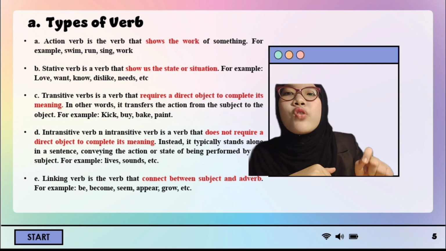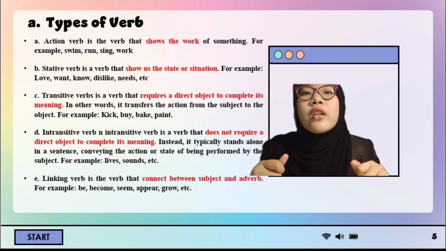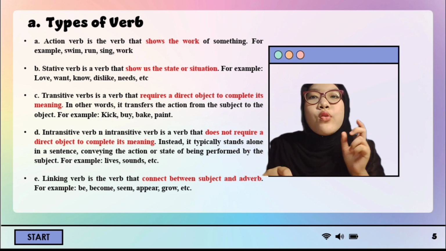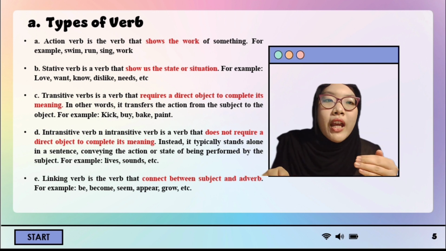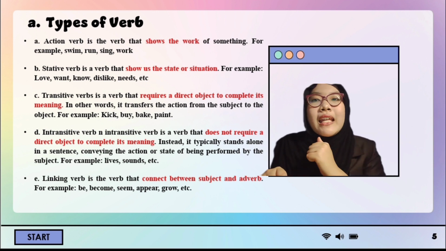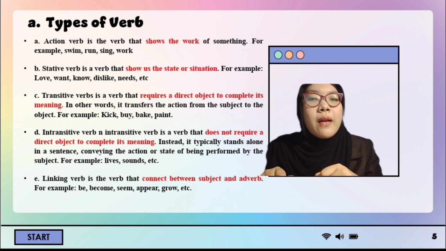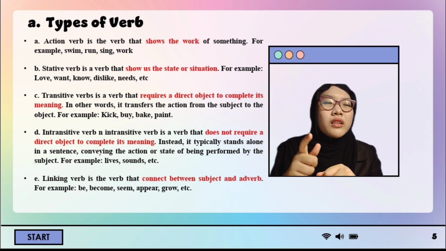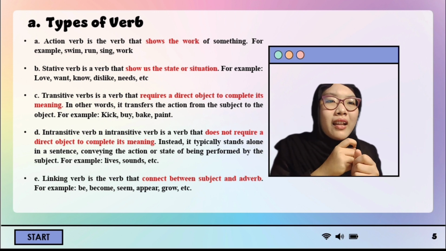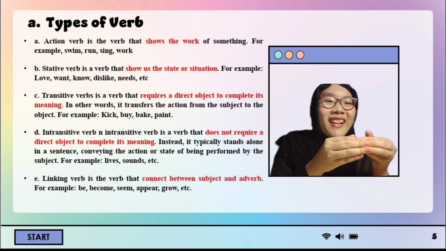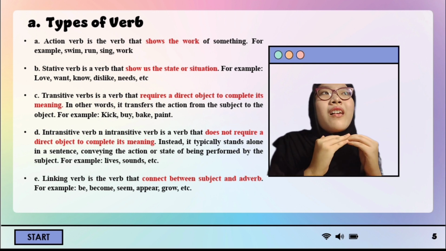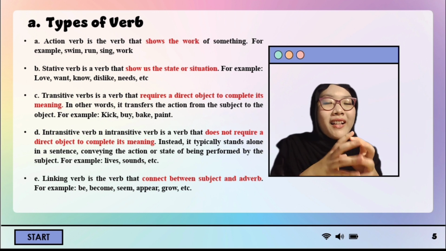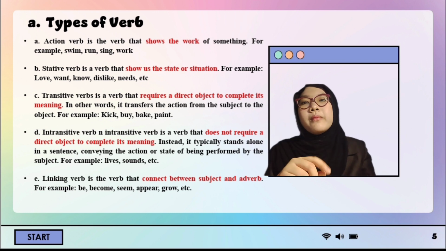So the next one is about the transitive verbs. It's a verb that actually requires a direct object to complete its meaning. In other words, it transfers the action from the subject to the object. For example, kick, buy, bake, paint. Let's say something that needs an object. You say that I kick. It's weird, right? You kick something, you kick a ball. So the object needed really has a big role in here. Then you need an object, so that's why we call it transitive verb.